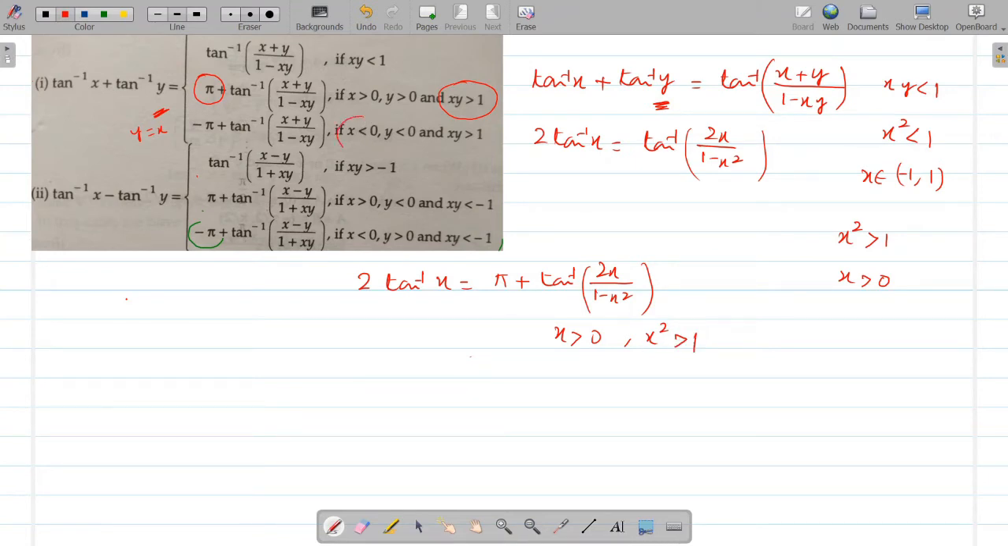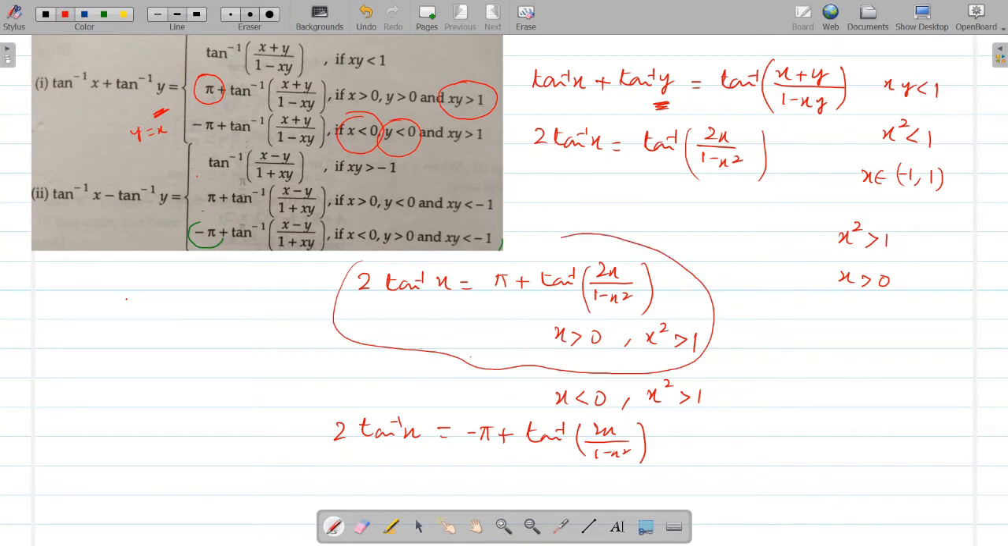And when x is negative, obviously y is also negative, so both are negative there, but still you have x square's value greater than 1. In that case 2 tan inverse of x can be written as minus pi plus tan inverse of 2x divided by 1 minus x square. So this is when you add pi, and this is when you subtract pi.